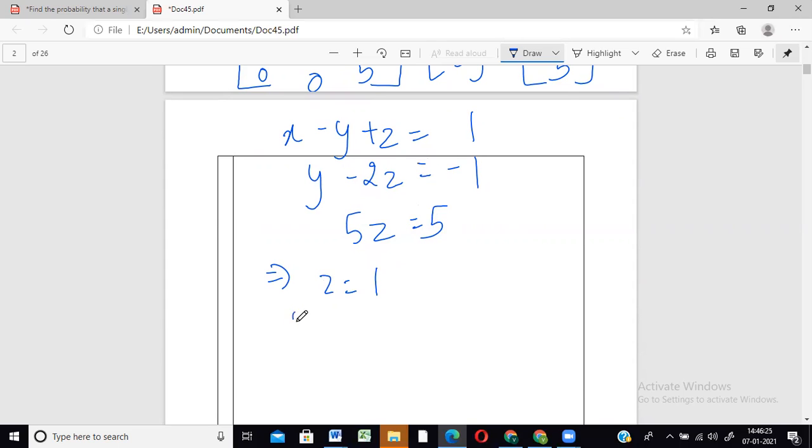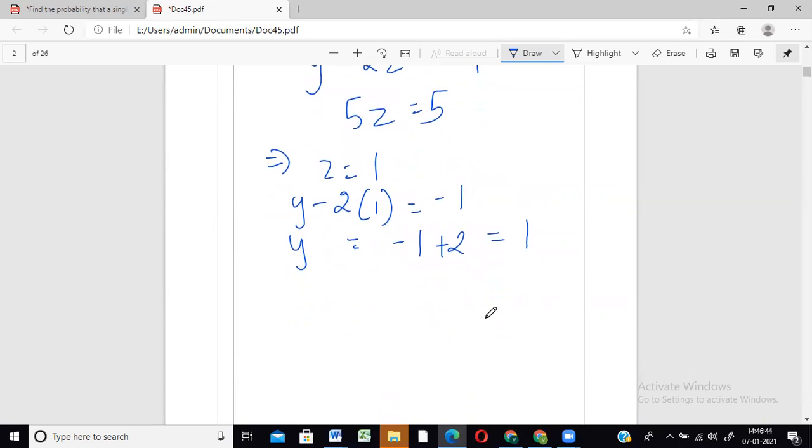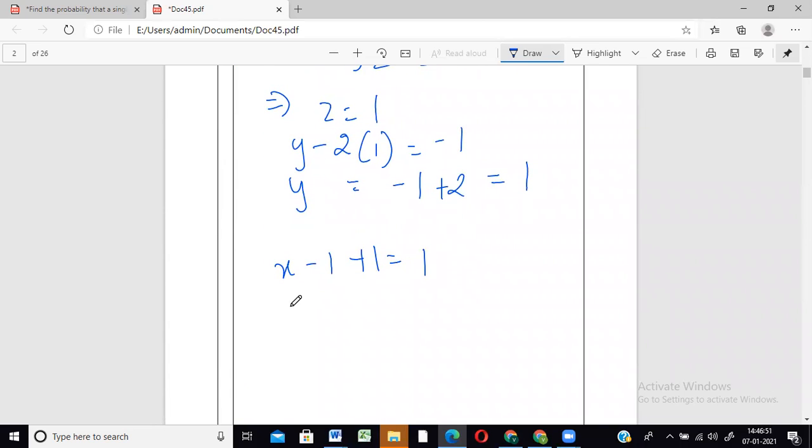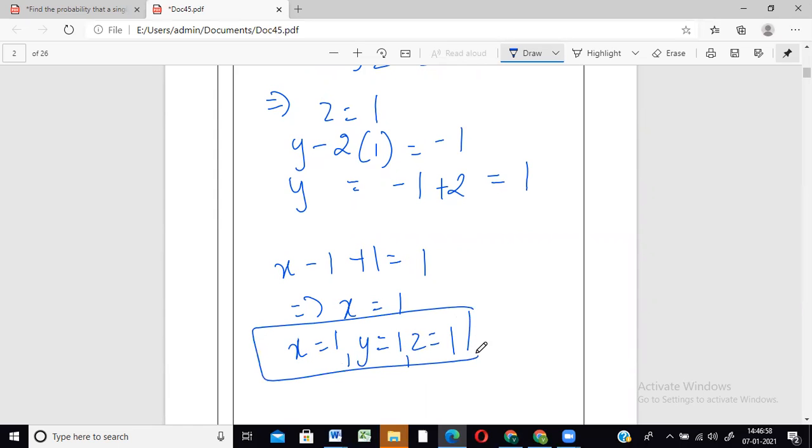Or here we can substitute the value of z. y minus 2z is 1, which is equal to minus 1. So we get y is equal to minus 1 plus 2, which is equal to plus 1. So we get y is equal to plus 1. X is 1, z is 1, y is 1. So I can substitute the two unknowns over here and get the value of x. X minus 1 plus 1, which is equal to 1. So this gives me, which implies x is equal to 1. Hence x is equal to 1, y is equal to 1, z is equal to 1. So that's the required solution. Correct?